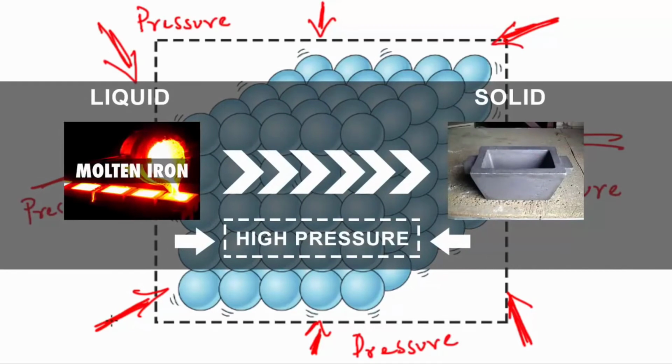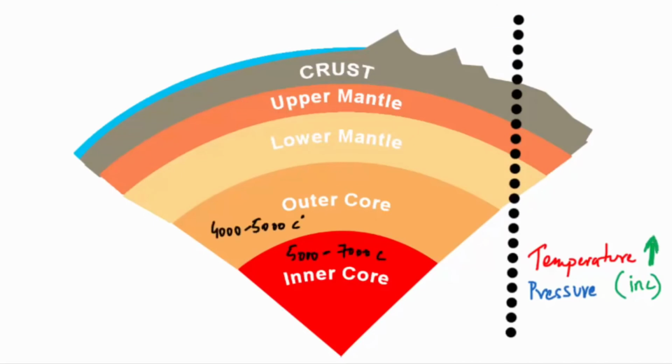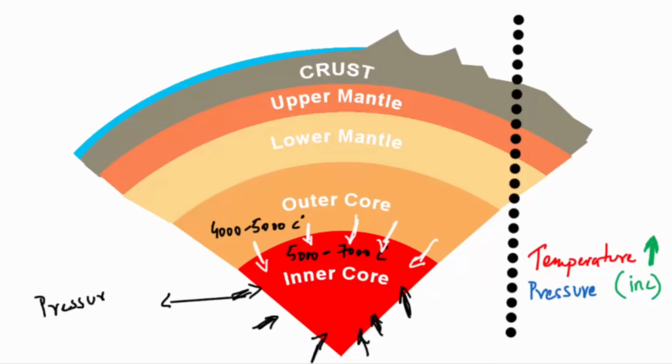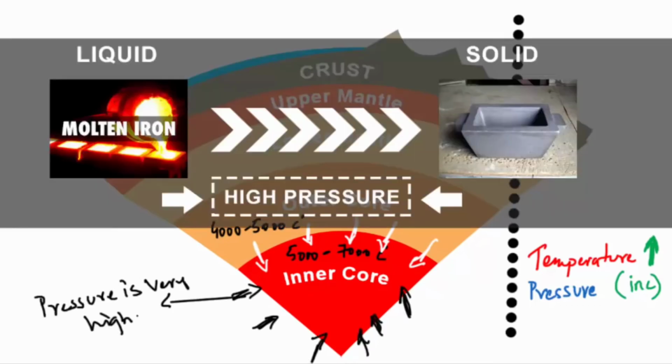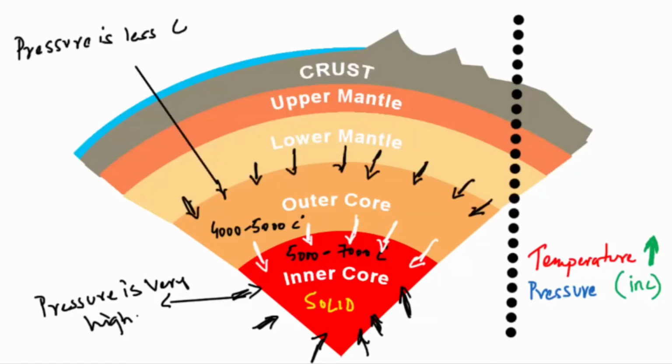Now when you understand this, think about this. As you go deeper in the earth, both temperature and pressure increase. Although the inner core is very hot, it is solid because it is experiencing very high pressure. The pressure is so great that the metals are squeezed together to not be a liquid. The pressure in the outer core is not high enough to make it solid. And this is why the outer core is in liquid state while the inner core is in solid state, despite the fact that the inner core is hotter than the outer core.